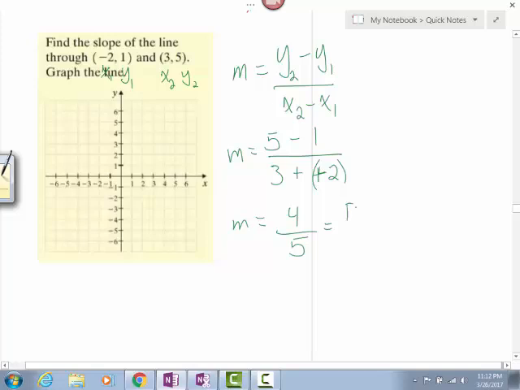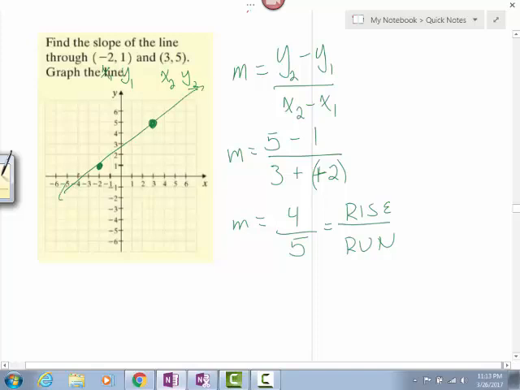All right. So remember, we call the slope the rise over the run. Okay, so the first thing I want to do here is plot my points. So negative 2, 1 would be from the middle. I need to go to the left 2 and then up 1. So there's my first point. 3, 5 means I'm going to go to the right 3 and then up to 5. Okay, and now I'm going to draw the line that connects both those points.